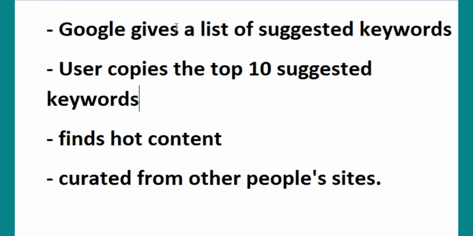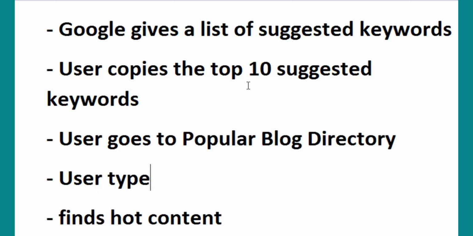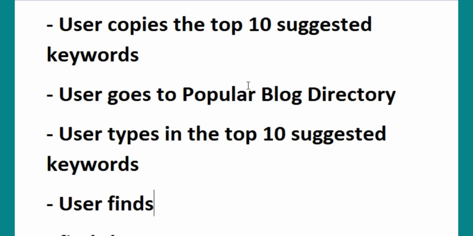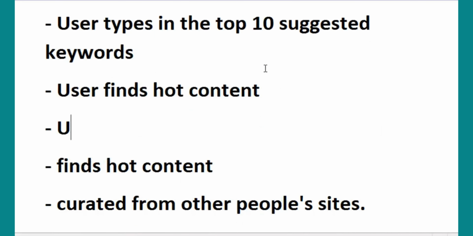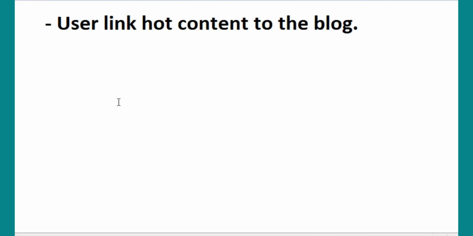So you're telling us what the machine does and the user does. User copies the top 10 keywords, and then maybe the user goes to, let's say, Facebook or some blog site, maybe Blogger, or we'll just call this, user goes to popular blog directory. User then types in the top 10 suggested keywords, and then user finds hot content. And normally the user would link hot content to the blog. And that's basically the process of finding hot content. So that's the process right here.